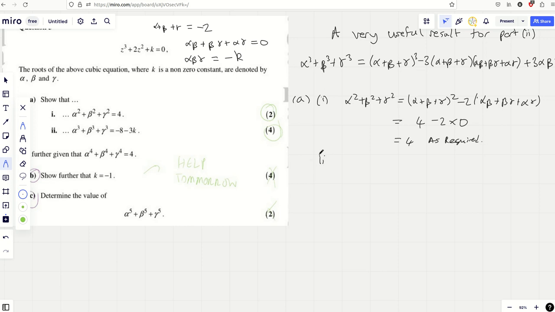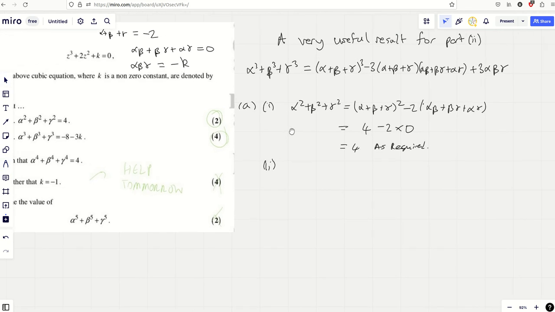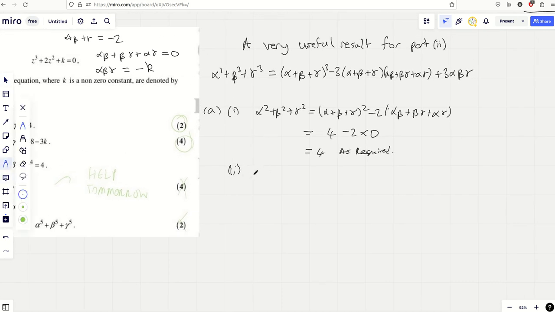Done. Part 2. If you just use the formula without proof, then this is easy. You try and prove it, and it's a right old pain. So alpha cubed plus beta cubed plus gamma cubed equals alpha plus beta plus gamma all cubed, so that's minus 2 cubed, minus 3 times. We've got minus 2, but then we're going to be timesing it by 0, so that just nukes that term. And then we're going to have minus 3 times k. And that comes to minus 8 minus 3k.